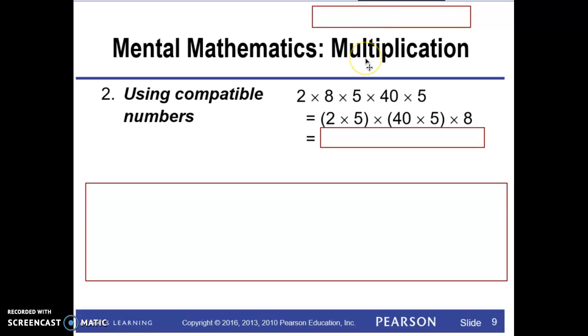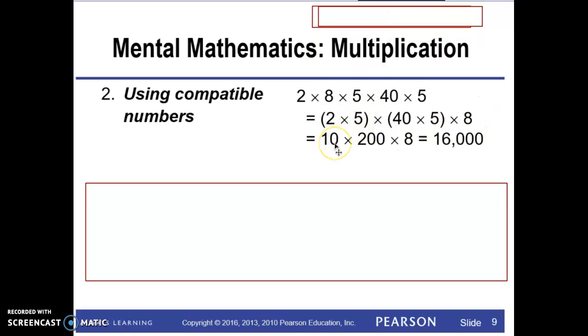So how about if we use the commutative and the associative property to rearrange that? 2 times 5 is nice. That's going to give me a 0. 40 times 5 is nice because the 0 right there, and then 4 times 5 is going to give me an additional 0, and then I just have to worry about 8. So 4 times 5 is 10. 40 times 5 is 200. 10 times 200, because of all those zeros, is not hard at all. That's 2,000, right? 10 groups of 200 would give me 2,000.